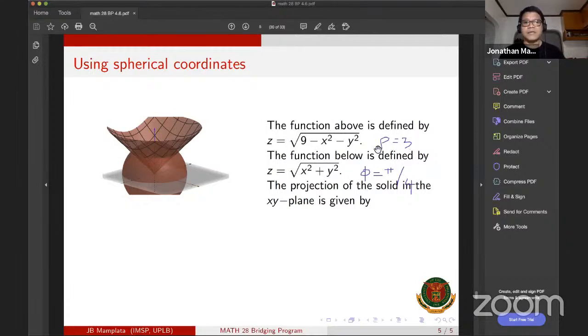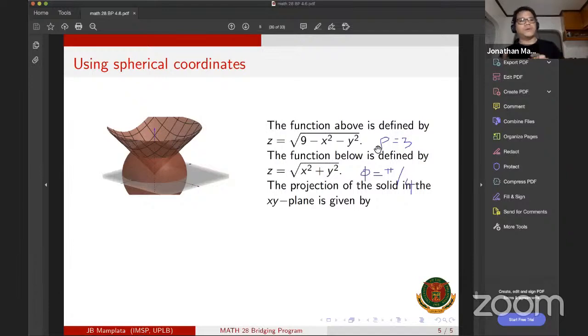Take note, if you have a sphere in the Cartesian coordinate system, mahaba yung equation natin. X squared plus y squared plus z squared equals r squared. Pero kapag kinonvert mo na siya into spherical coordinate system, you'll just be having rho equals r, or the radius of the sphere. Okay? So that is the bound for rho. How about for theta? Ano naman yung magiging bounds natin for theta?